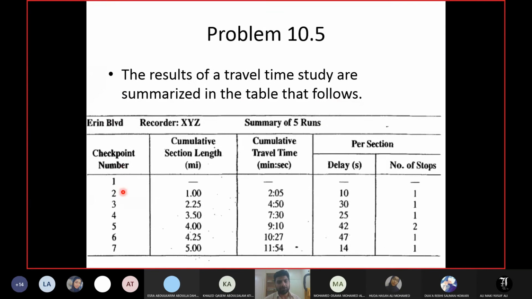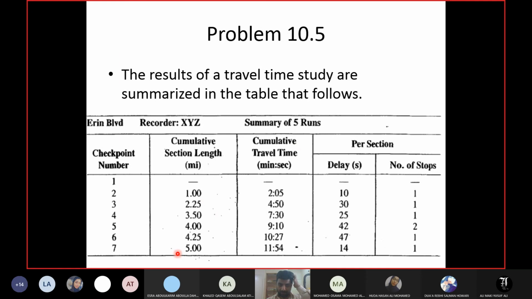In this table you see a summary of 5 runs. All these values are an average of 5. The values given in this table are averaged out over 5 runs. So the travel time data was collected 5 times, and each time they took the average for each of these values, and then they gave me the average directly, instead of giving me 5 different tables and then I have to do the average. They gave me the table which I required. So these values are already average of 5 observations.